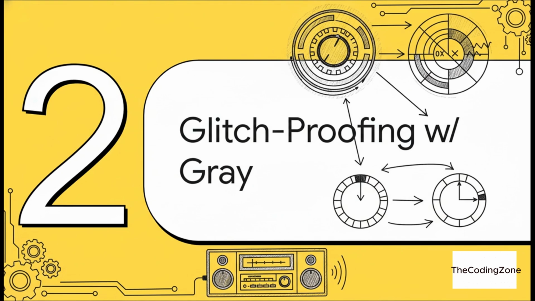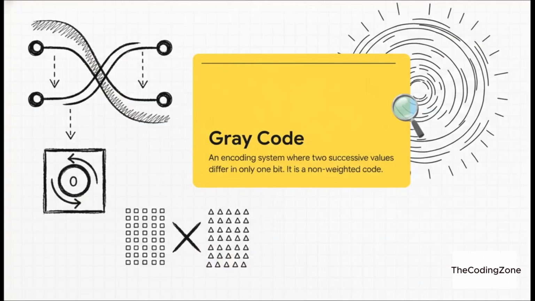But what happens when our digital system needs to read something from a physical object that's moving? Like when you turn a volume knob. A normal binary system can get really confused by those tiny, imperfect movements, and that leads to all sorts of glitches. This kind of problem needs a totally different kind of code. And this is where Gray code comes in to save the day.